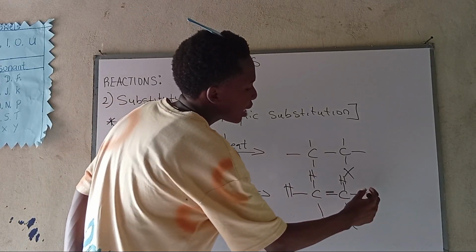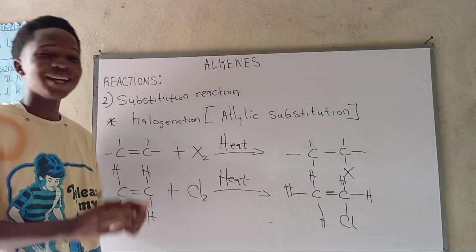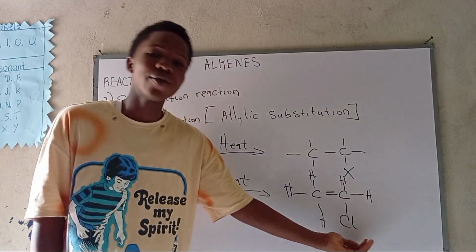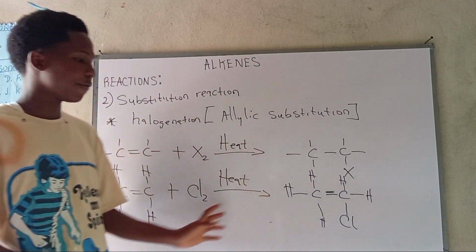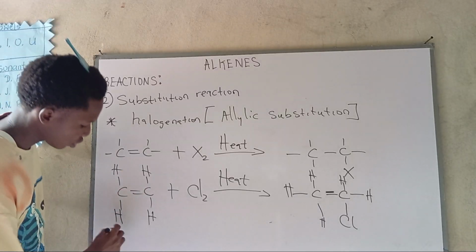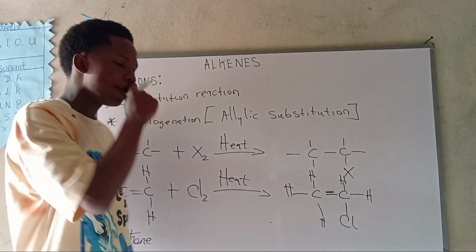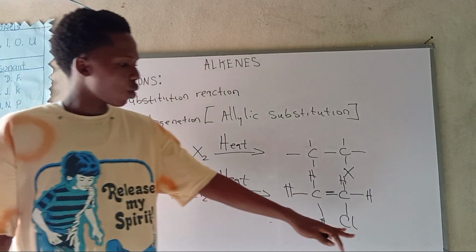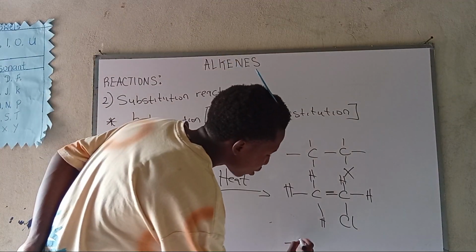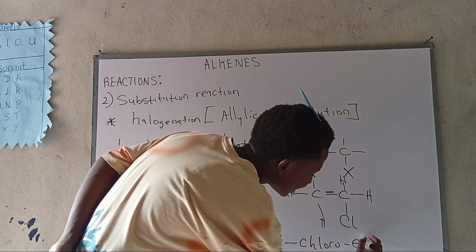Now, most of you will be thinking, why is the chlorine not here? It's actually the same thing. If the chlorine is here, we're going to name it from this side. If it's here, we're going to name it from this side. It's the same thing, right? Don't get confused easily. Now from the look of things, we have this compound, ethene. What are we going to name this? We're going to name it 1-chloroethene.